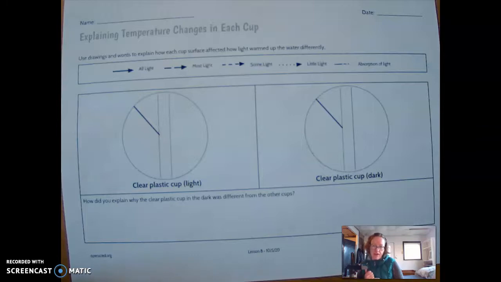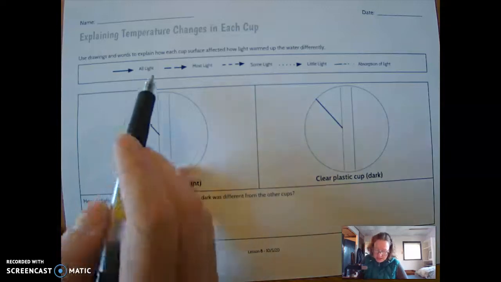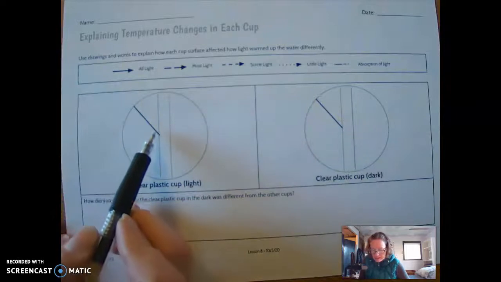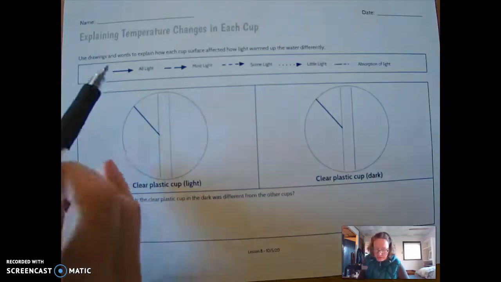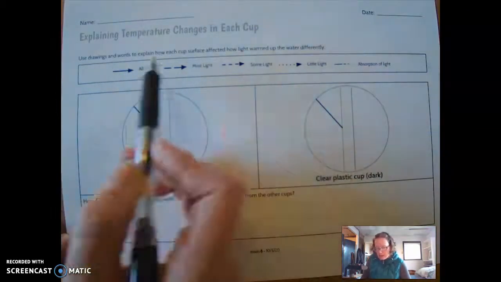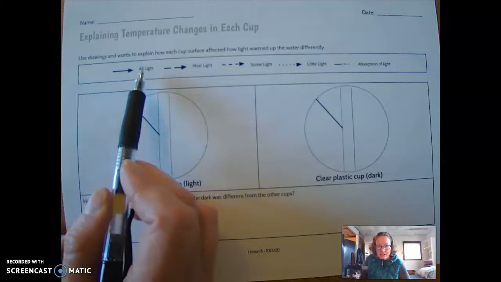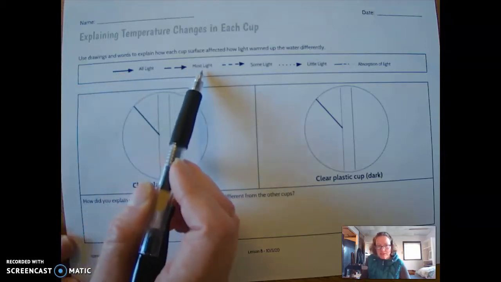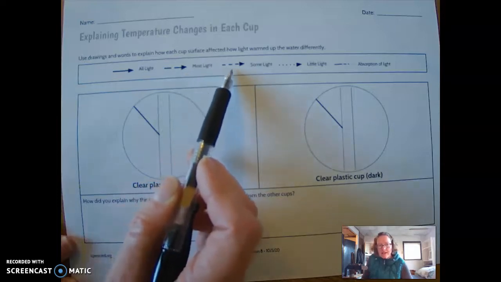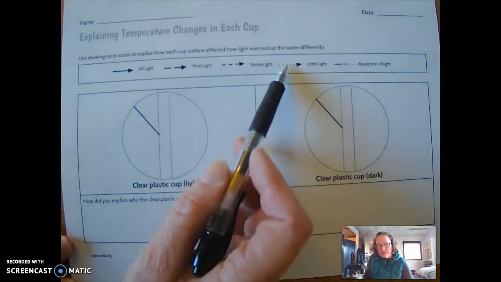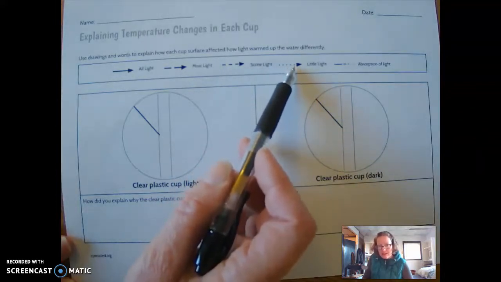So you're going to have 5 drawings that you need to do, and these are little models, zoom-ins of the cup wall with a ray of light hitting it. Okay, and so up here you can see in our key are different rays of light. If all the light is coming in, it's a complete arrow. If most of the light is moving through, it's a dashed line. As the light diminishes, we get more and more dashes or fewer bits of the line, okay?